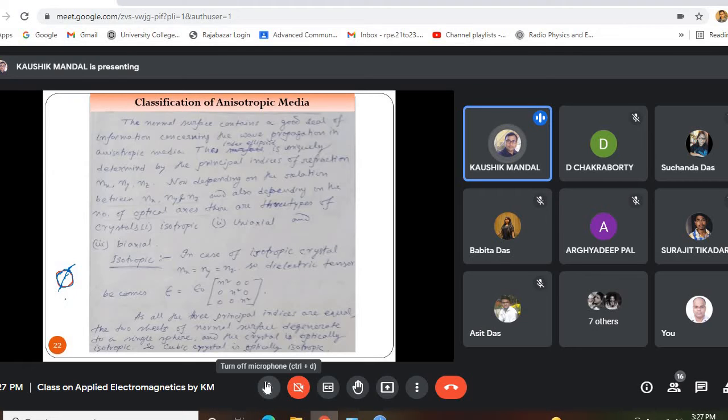So whatever the direction of propagation of light through an isotropic crystal, it is passing through an optical axis. And as per our previous discussion, any wave propagating along the optical axis will exhibit a single phase velocity. Clear? So in the case of isotropic crystals, all the principal indices are equal. That will be the corresponding dielectric tensor.